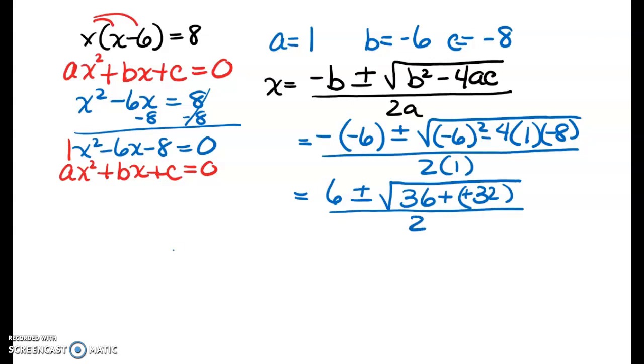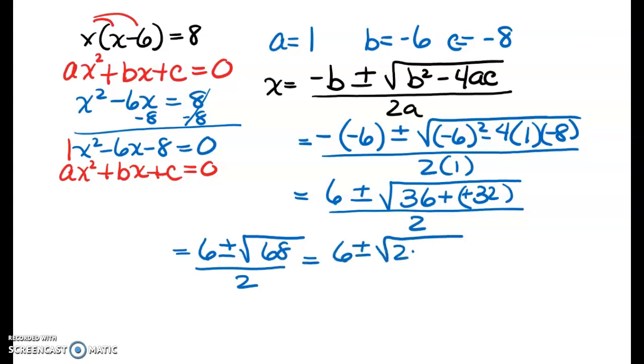So when I add those numbers, I get 36 and 32 is 68 over 2. And how does 68 reduce? Well, I know 68 is 2 times 34. 34 is 2 times 17, and 17 is prime. And that gives me a nice group of 2, 2's. So that simplifies by pulling a 2 out.